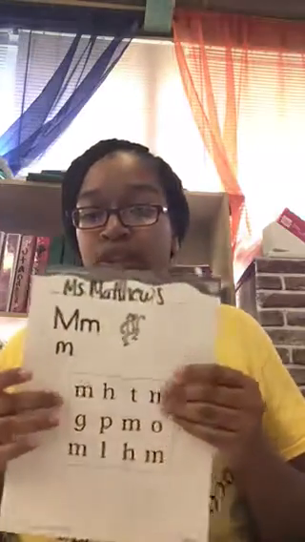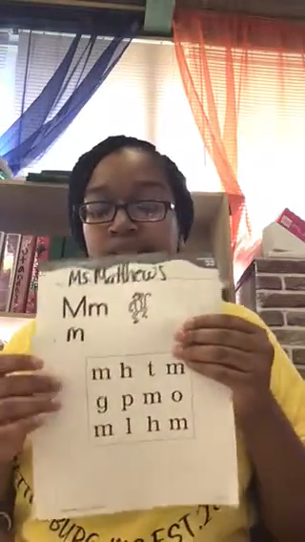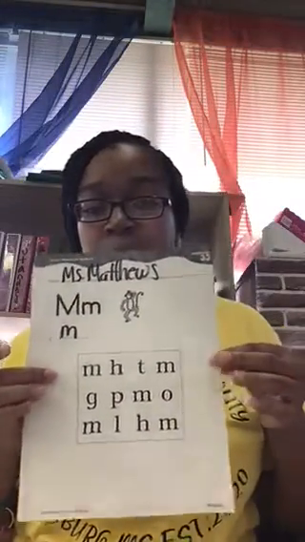All right. So now I want you to look at the letters in the box. And I want you to find me the lowercase m's. Once you found the lowercase m's in the box, I want you to circle them. So I'm going to circle mine while you circle yours.